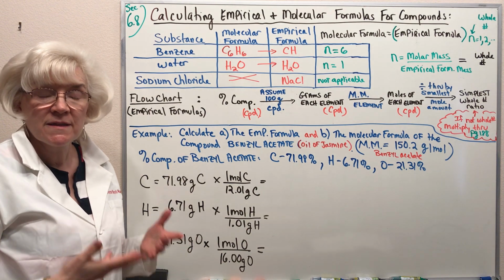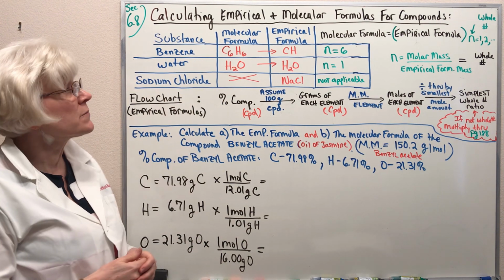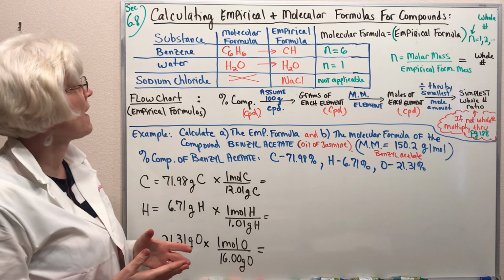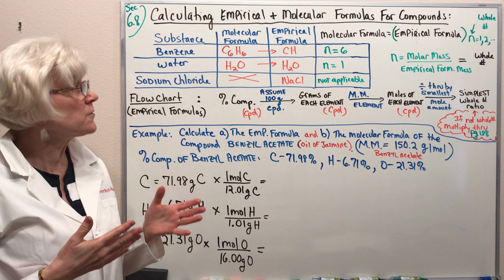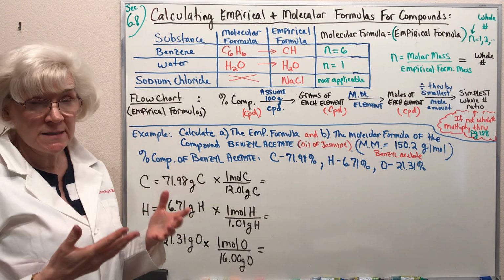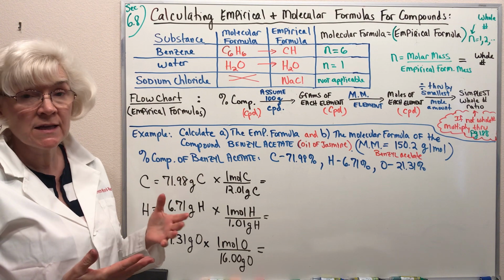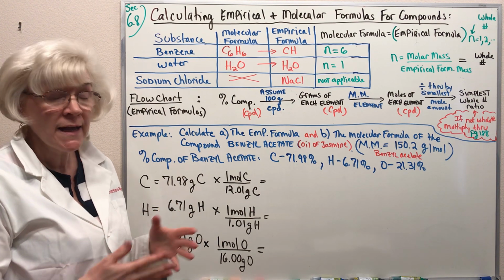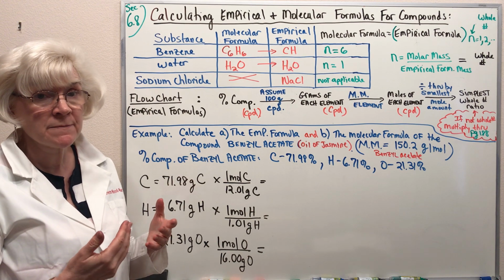We're now going to look at the method by which we can calculate the empirical and the molecular formulas for compounds. Let's just quickly review what an empirical formula is. It's the simplest whole number ratio of the substances present in the compounds. All ionic compound formulas are empirical formulas.